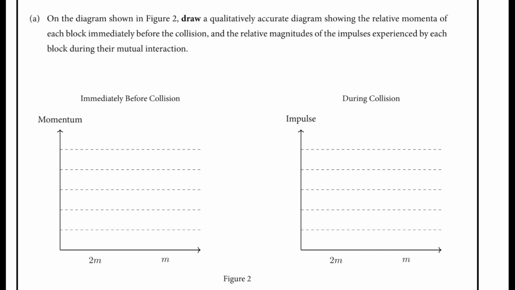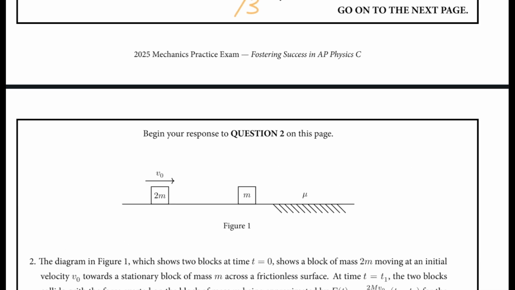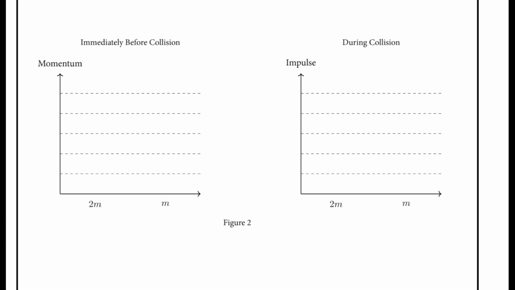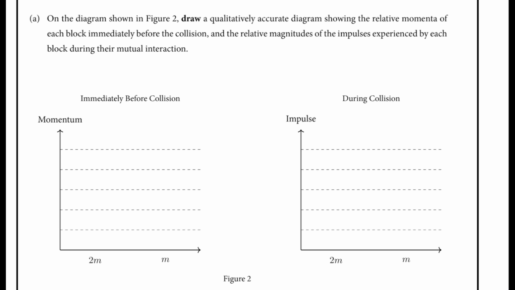So what we have first is immediately before the collision. So before the collision, clearly one block is moving and the other isn't. So this should be an easy diagram to fill out. Before the collision, we have a block of mass 2m. So I'm just going to give it a lot of momentum. I don't know why I insist on doing the coloring of the bars. We're not going to do that. And then for my block of mass m, I'm going to put 0.